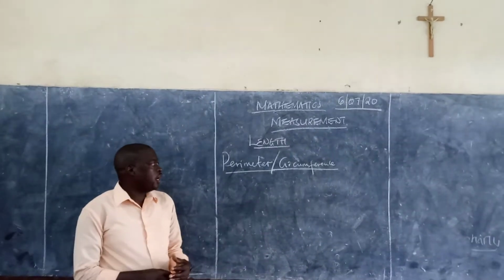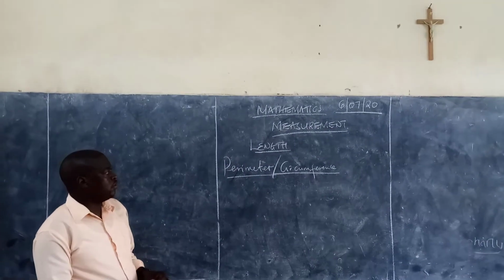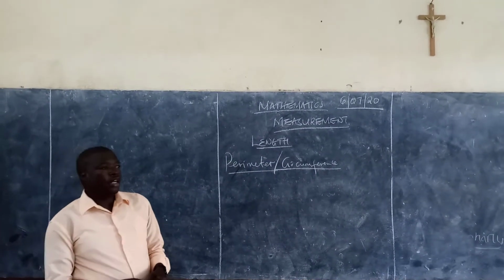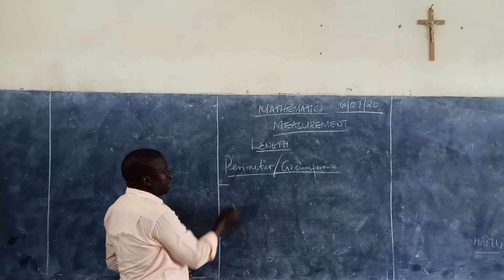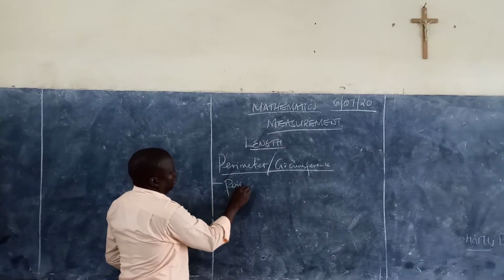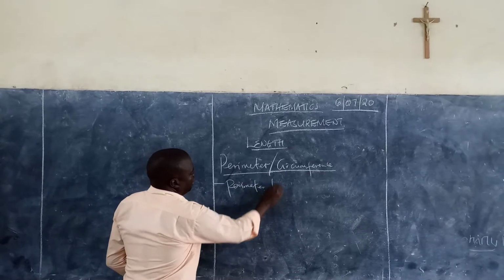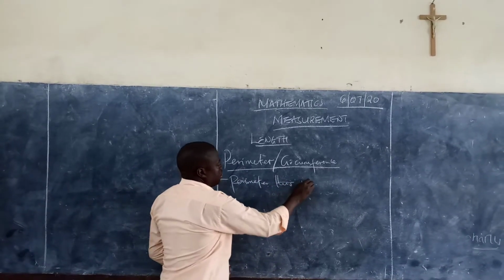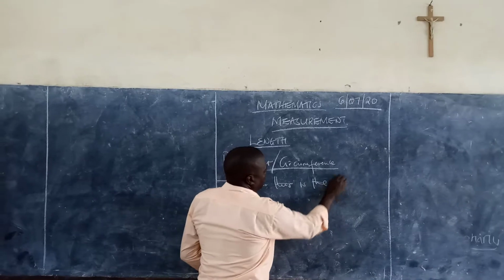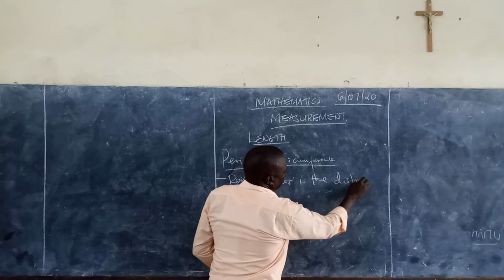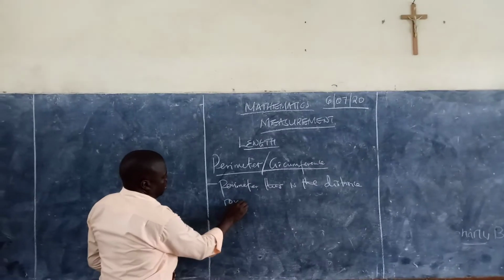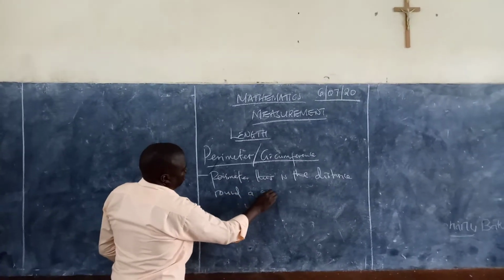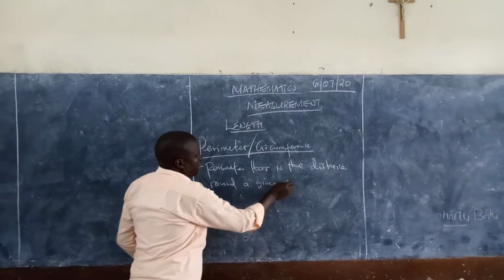From previous classes or previous lessons, of course, we learned that perimeter is the distance around a given figure.